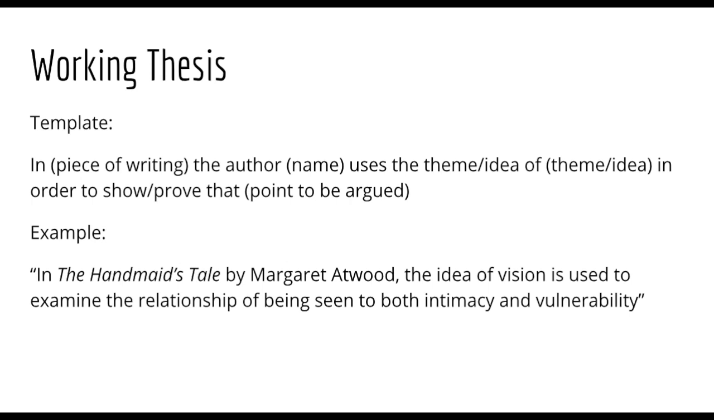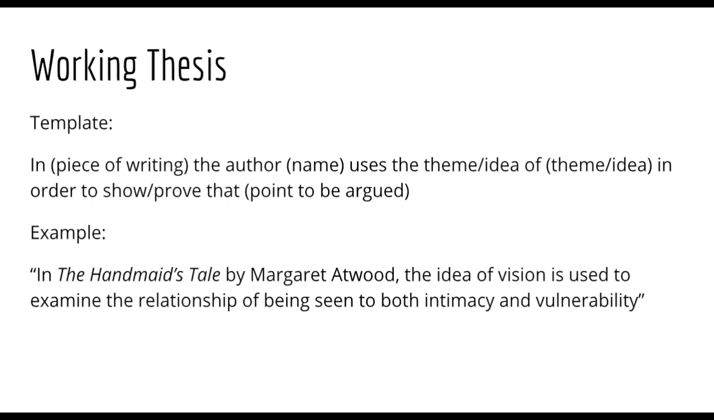So I have: in this piece of writing, whatever the title is, the author, whoever the author is, uses some theme or idea in order to show or prove a point. Right? So that's my template. For the evidence that I just showed you, I wrote: in The Handmaid's Tale by Margaret Atwood, the idea of vision is used to examine the relationship of being seen to both intimacy and vulnerability. That tells the reader the sort of contract I've now set up: the rest of that essay is going to look directly at the connection of vision to intimacy and vulnerability in The Handmaid's Tale.